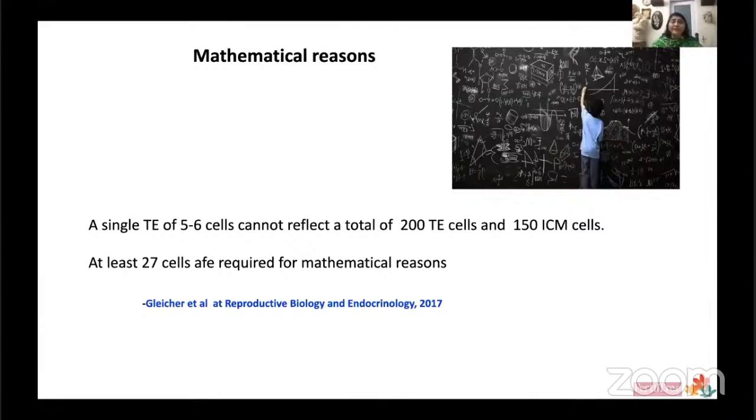Mathematically, he has shown that 5 to 6 cells are not enough to reflect on the euploidy status of an embryo. And if you really want to know the euploidy status, you need at least 27 cells. And of course, that is not possible. We cannot biopsy 27 trophectoderm cells.